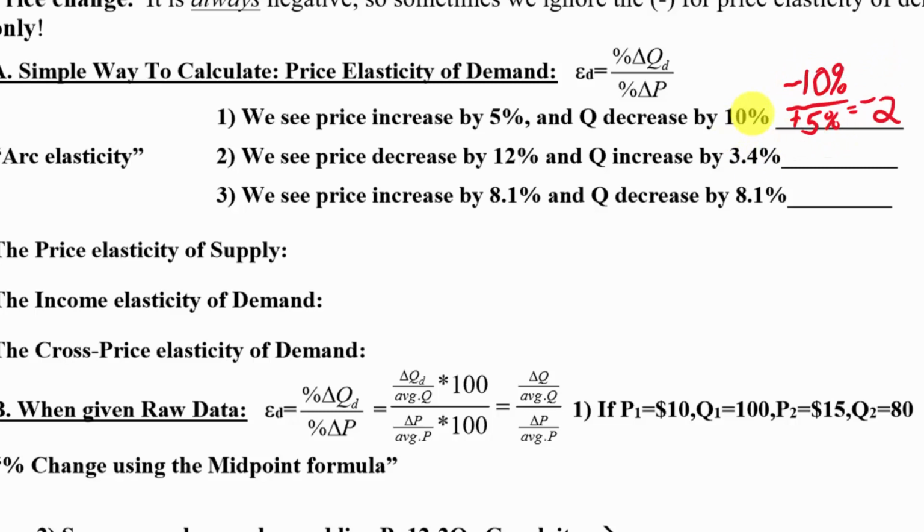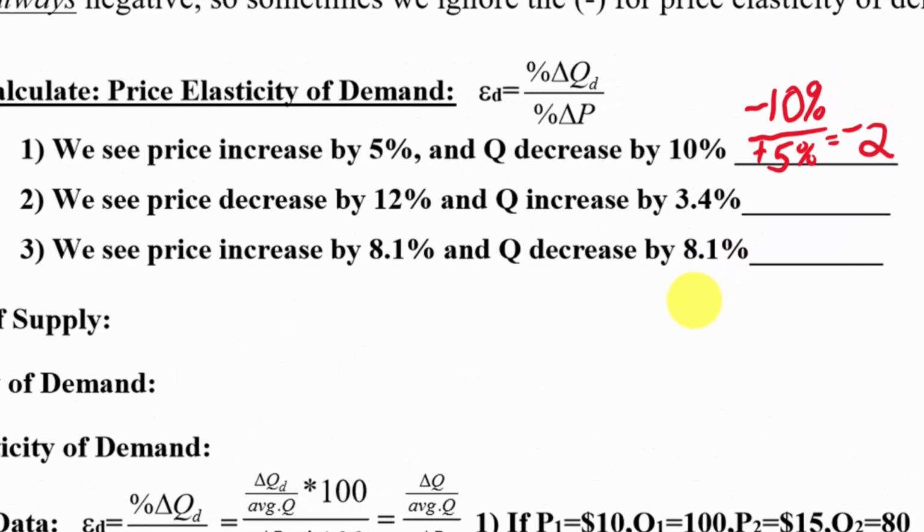Now what about the second one here? What if we saw price go down by 12% and the quantity people are buying went up by 3.4%? Take a second and calculate that.